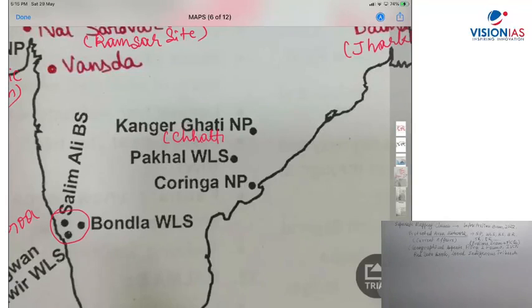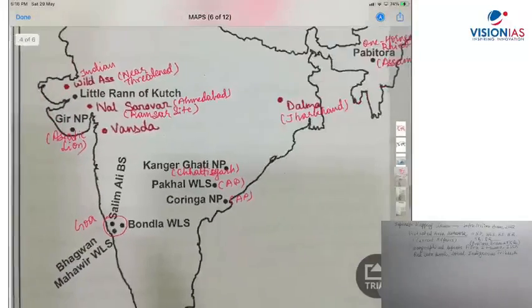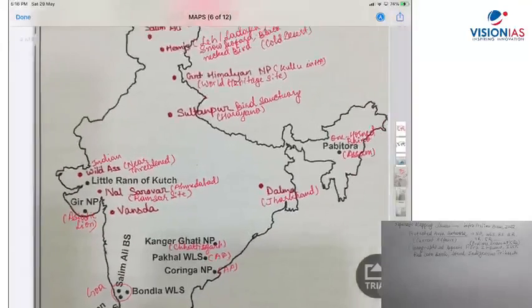So you have to practice on the outline map. You take an outline map and practice in that case. Pakhal Wildlife Sanctuary is in Andhra Pradesh. This is in AP. Kolleru also in AP, Andhra Pradesh, right? So this is the way you have to practice through the outline map. You have to do the mapping part of it.